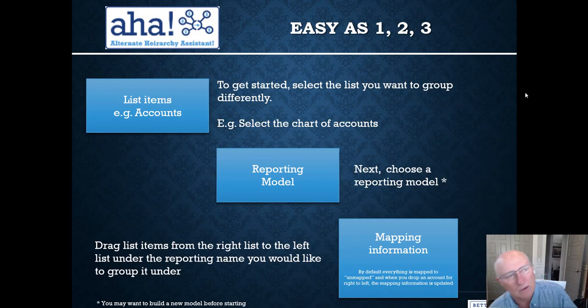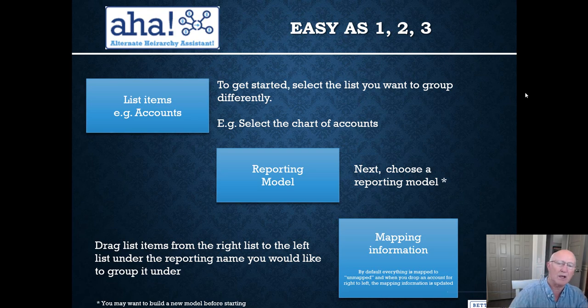So we have the system configured with a bunch of templates and defaults. So really you can get started understanding what it looks like as easy as 1, 2, 3, right? Get started, you go select your list. So start with the chart of accounts. On the left-hand side, go grab a reporting model. One of the most popular reporting models is just the financial reporting one, the one that lists your net income, your gross profit, your regular expenses.